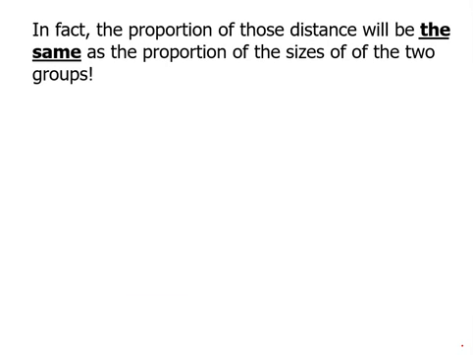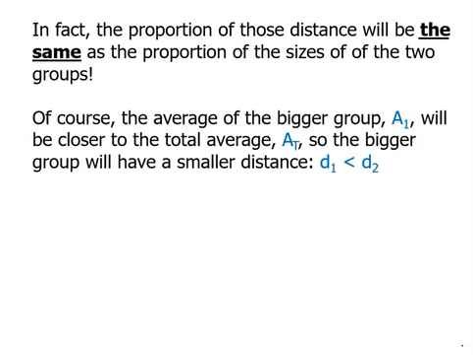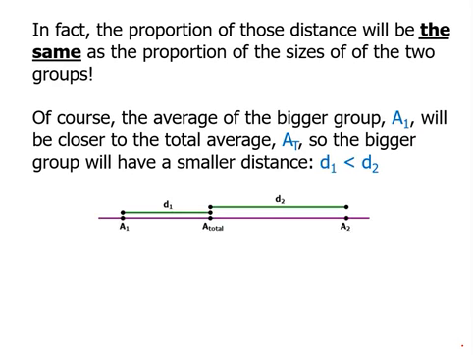In fact, the proportion of those distances on the number line will be the same as the proportions of the size of the two groups. Of course, the average of the bigger group will be closer to the total average, so the bigger group will have the smaller distance. So again, group 1 is the bigger group, so it has D1, the smaller distance. But if we take the ratio of those distances and the ratio of the sizes of the groups, and of course we have to flip them over, big goes with small, small goes with big, we can set them equal, and it's the same ratio. Now, typically we don't set up that ratio, but we use that ratio to solve problems.